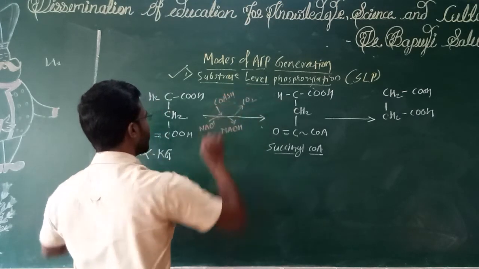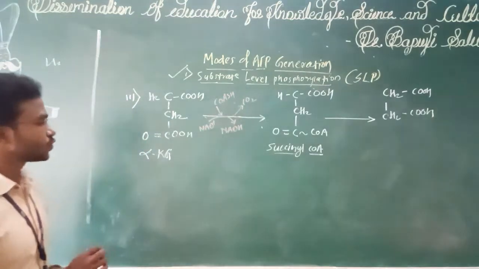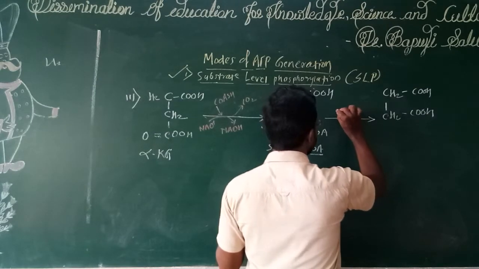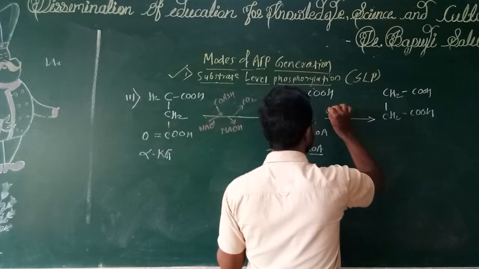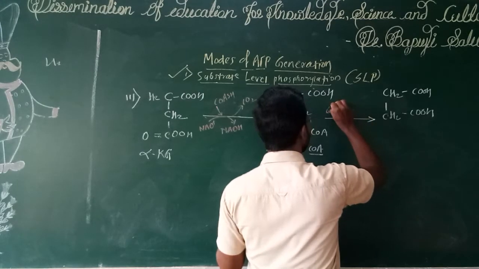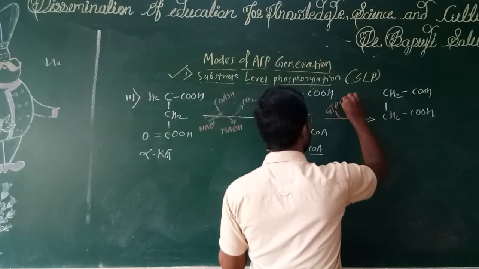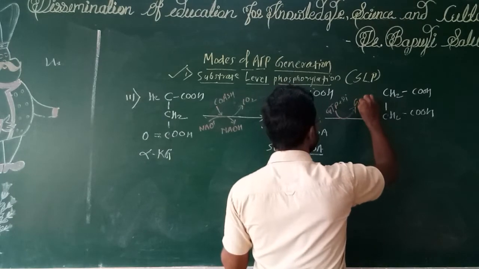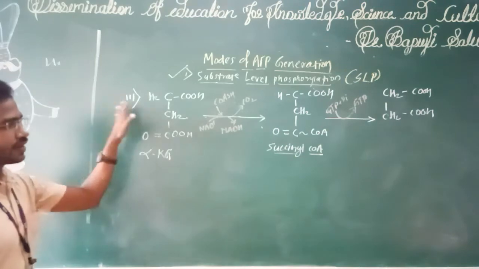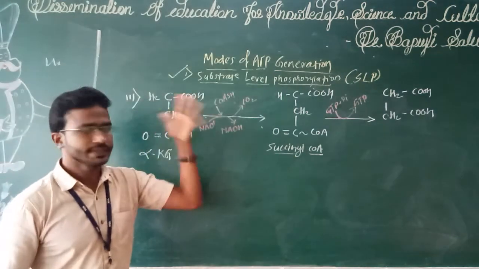We know coenzyme A is in free reduced form. Here the bond is broken down, so the energy is synthesized in the form of GTP rather than ATP. Here GTP is synthesized. So look at this reaction. It is an example from the TCA cycle.